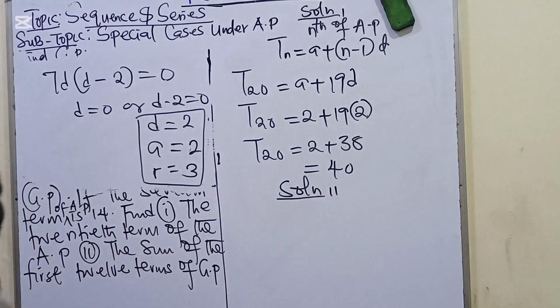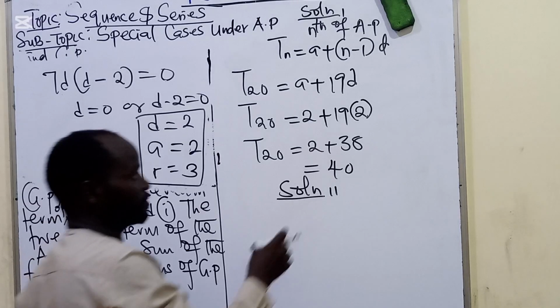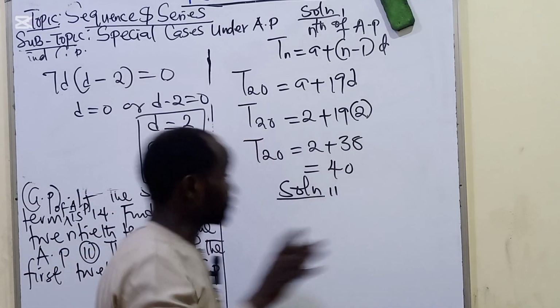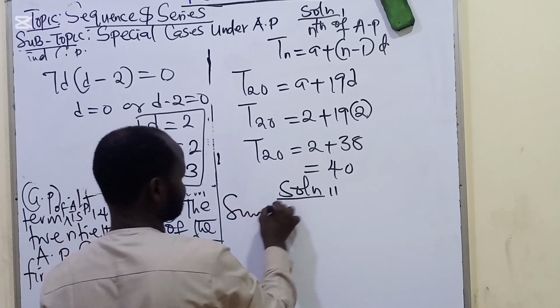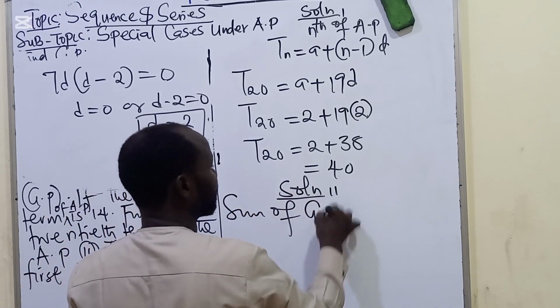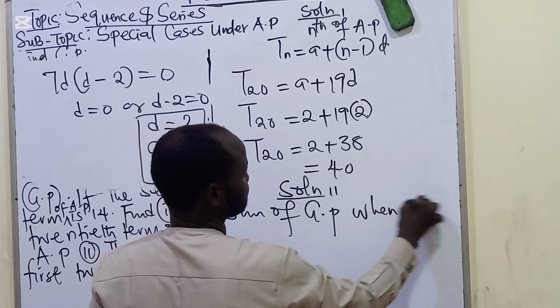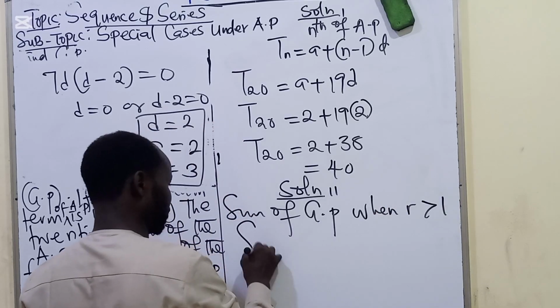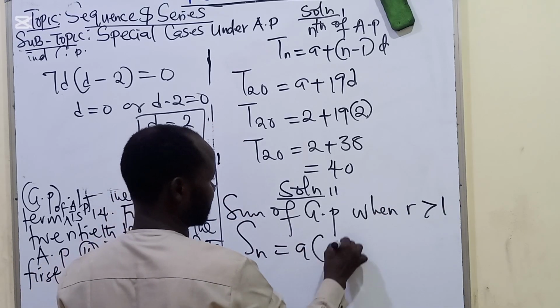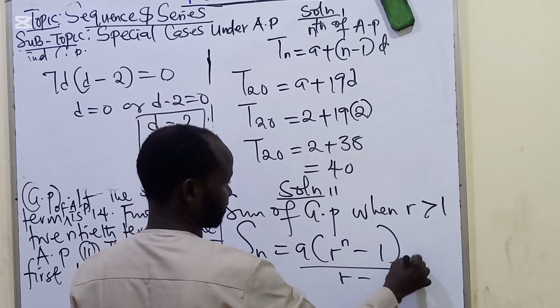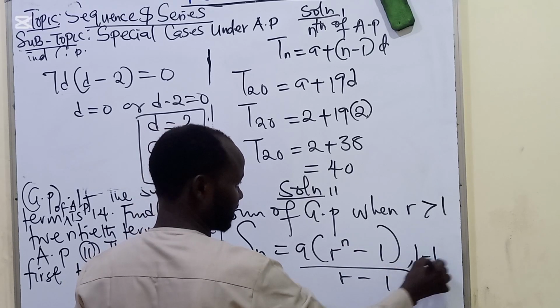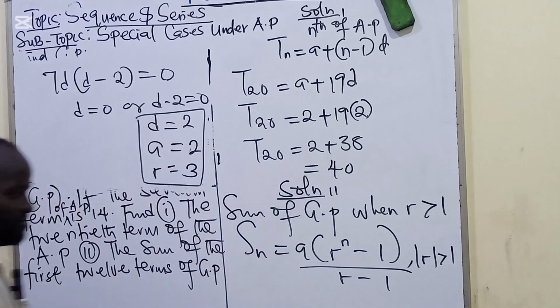We are asked to find the sum of the first 12 terms of the GP. Given that the common ratio, you know, is 3, which is greater than 1, the sum of a GP when r is greater than 1 is given as the sum equals a into r power n minus 1, divided by r minus 1, given that the absolute value of r must be greater than 1. Very important.